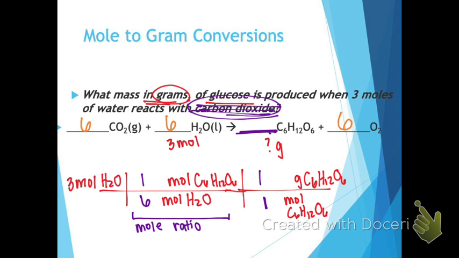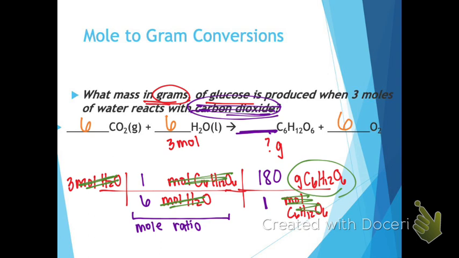So 180 grams per mole. Before I do the final math, I'm going to check my units one more time. Did I cancel moles of H2O? Yes. Did I cancel moles of glucose? Yes. I'm left with grams of glucose, which is what I wanted.